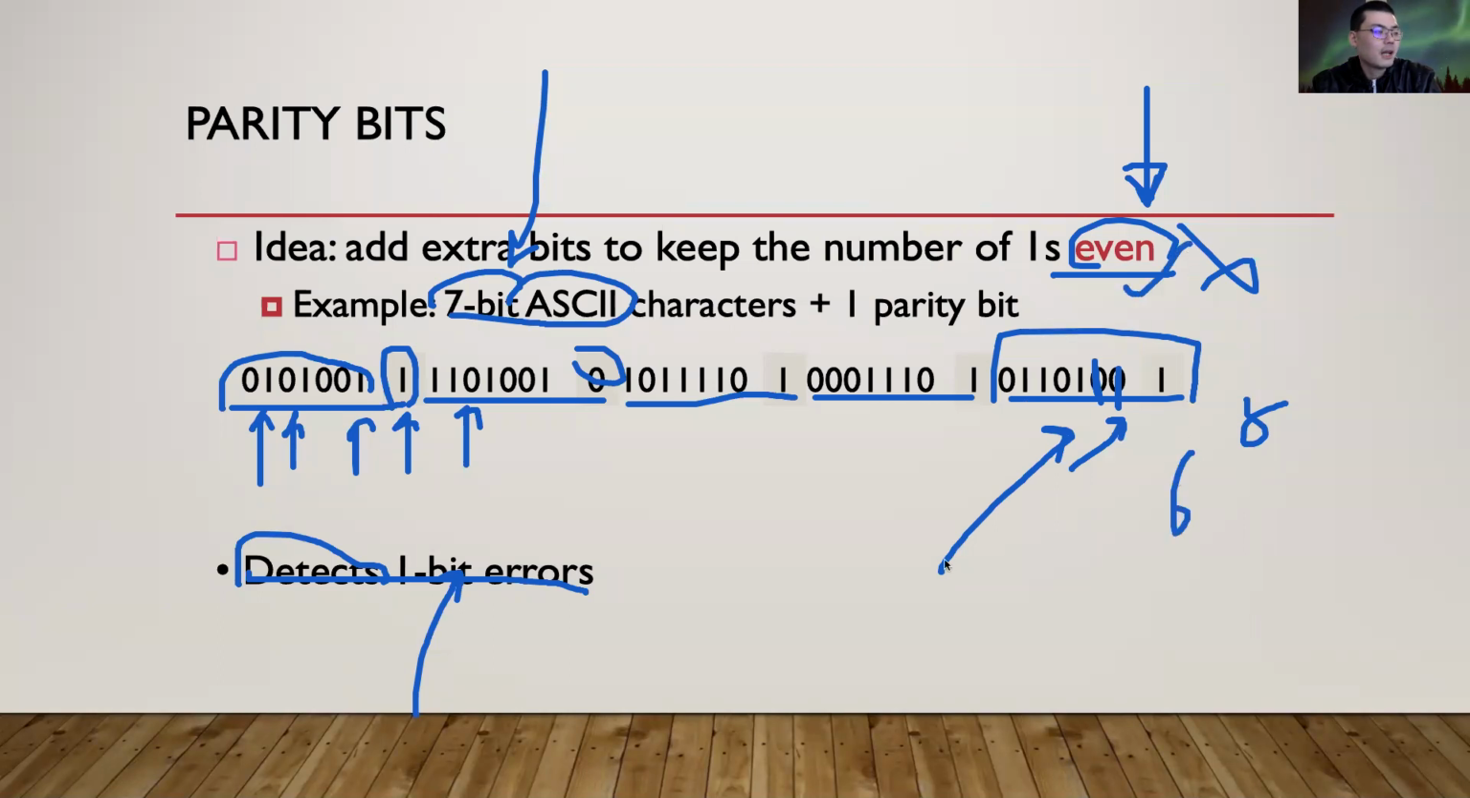So if in a consecutive 7 bits, 1 bit is wrong, you can find it. Even if this parity bit is wrong, you can also find it. For example, we have 3 ones and we should put in a 1. If somehow this is 0, then it's still not even, it's a 3, an odd number. We will be able to detect it as long as only 1 bit is wrong.